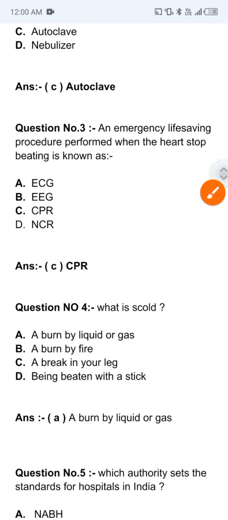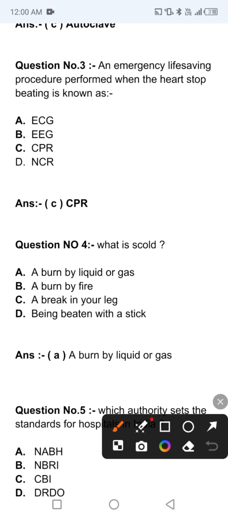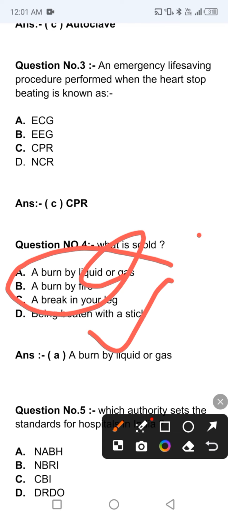Now move on. Next question. Question number 4: What is a scald? And here are the options: option A, a burn by liquid or gas; option B, a burn by fire; option C, a break in your leg; option D, being beaten with a stick. And the answer is a burn by liquid or gas.